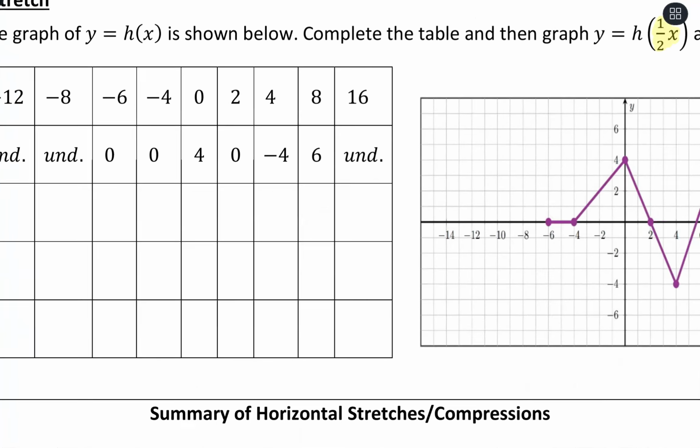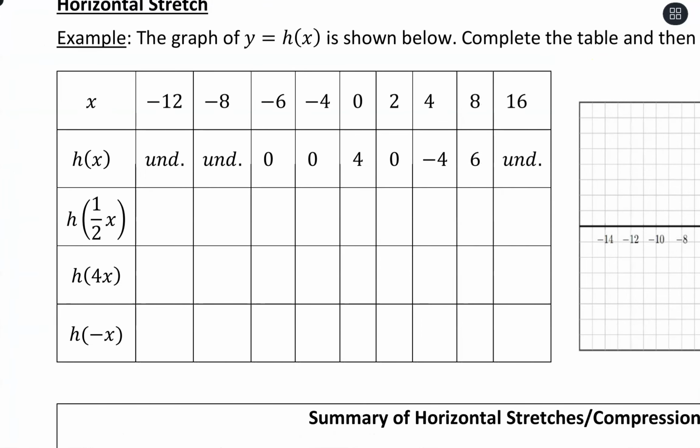Here's my table for the graph that's to the right there. And let's go ahead and look at h of 1 half x. I'm going to do the same as up above, where I'm going to go h of, and I'm taking negative 12, but cut that in half, and I have negative 6.